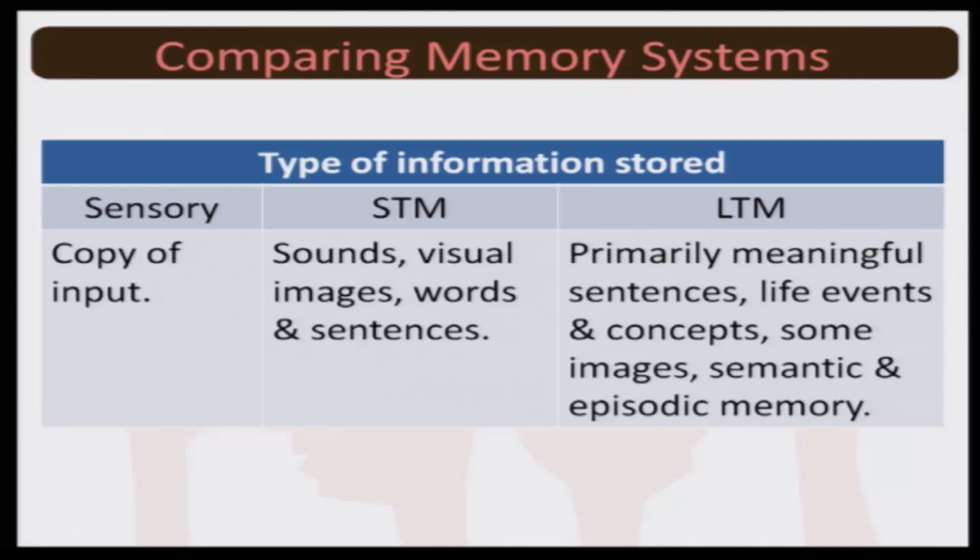Now, we come to the type of information that is stored. In case of sensory memory, it is an exact copy of the input that is stored. In the case of short term, it can have sounds, visual images, words and sentences. Long term memory has the fantastic thing. Long term memory primarily has meaningful sentences, life events, concepts, images. Right now we discuss semantic and episodic memory. So, the whole of this becomes part of long term memory.